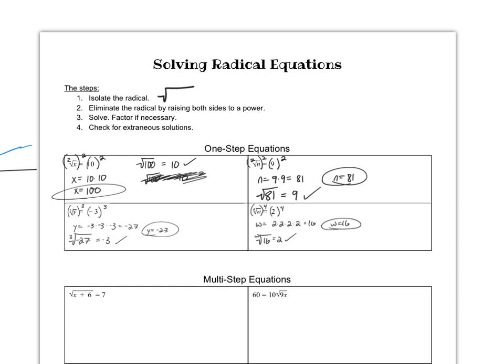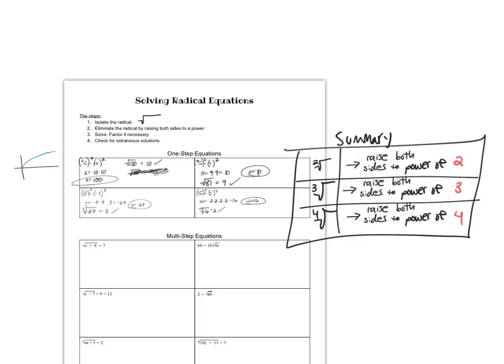So in summary, to solve these one-step equations, what we did was we looked at our radical. If we had a square root, we raised both sides to the power of 2. If we had a cube root, we raised both sides to the power of 3. If we had a fourth root, we raised both sides to the power of 4. So there's your summary on one-step radical equations.